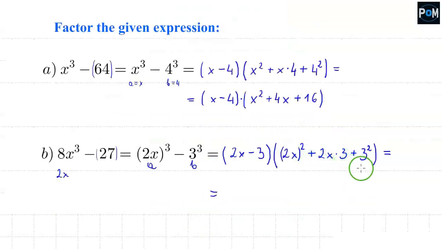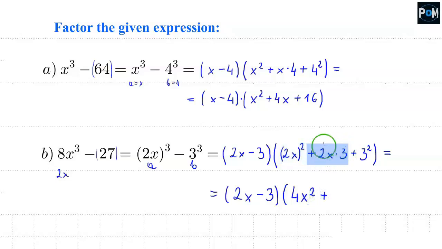We need to sort out the second bracket a bit. The first one stays the same. And in this second part, we square 2x. So we square 2, which is 4. And we also need to square x, which is simply x squared. From this part, we will multiply 2 times 3 and get 6x. And here, 3 squared gives 9. And we have the example completed.